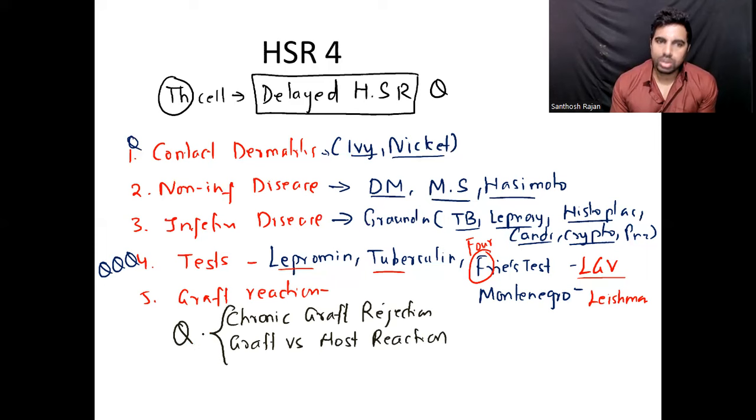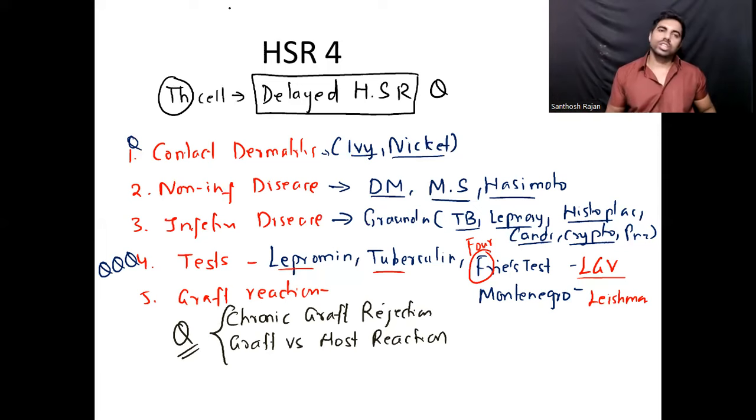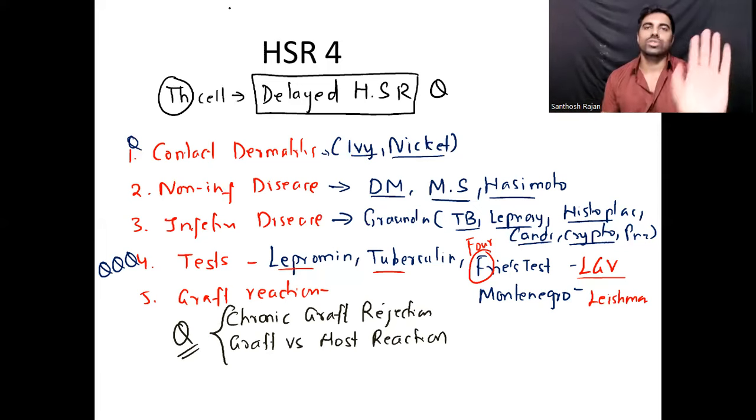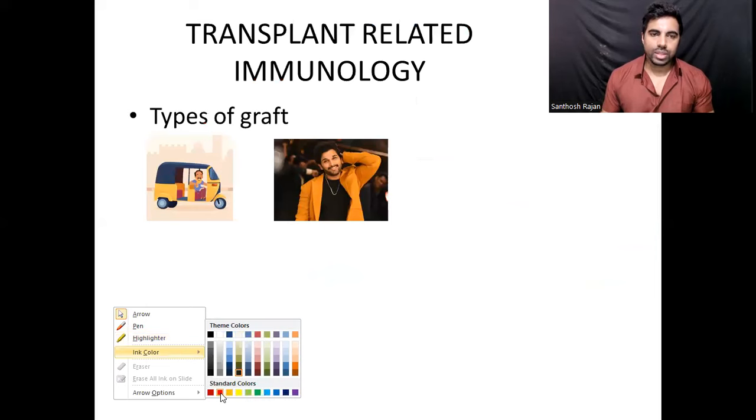We are going to talk about that also, in a while. But remember that NEET type 4 reaction, this is important. Okay, chronic graft rejection and graft versus host rejection are very, very important. You will get questions from this. Okay, right. Next, transplant. We are nearing the finishing topics now. Almost there. I think this one and one more topic is there.